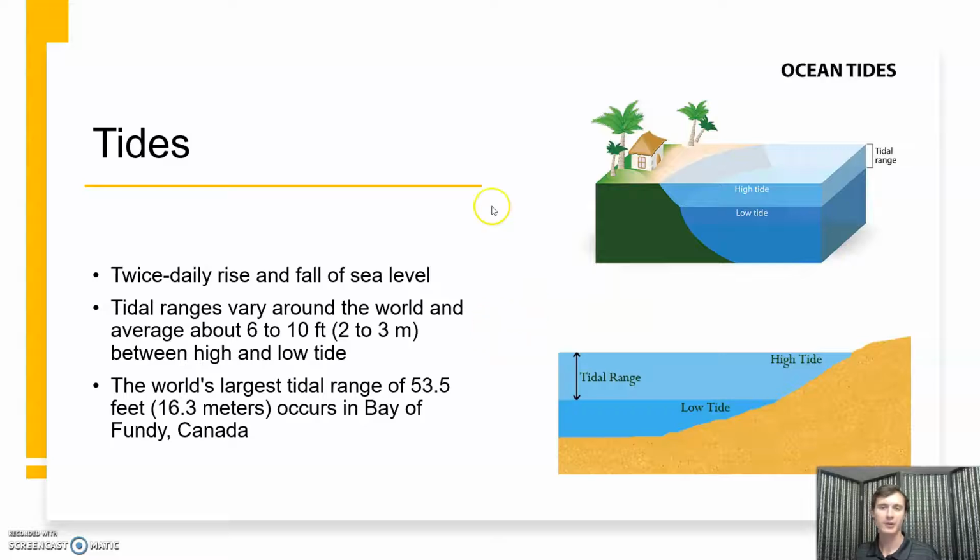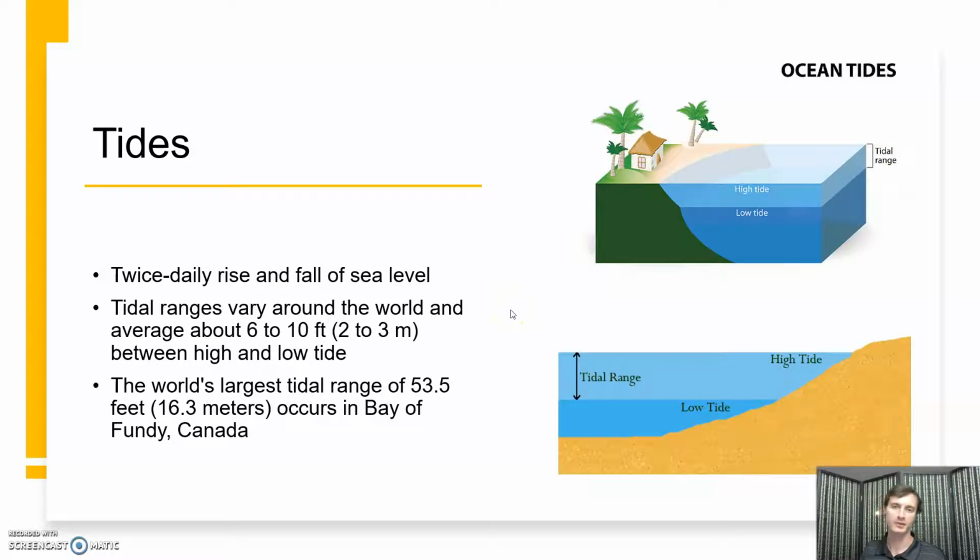Welcome back, everybody. Let's go ahead and finish out our unit here on the motion of the ocean, and we'll start by talking about tides. We have this twice daily rise and fall of sea level. So we have our sea level high point, called the high tide, our sea level low point, called the low tide, and the difference between them is the tidal range.